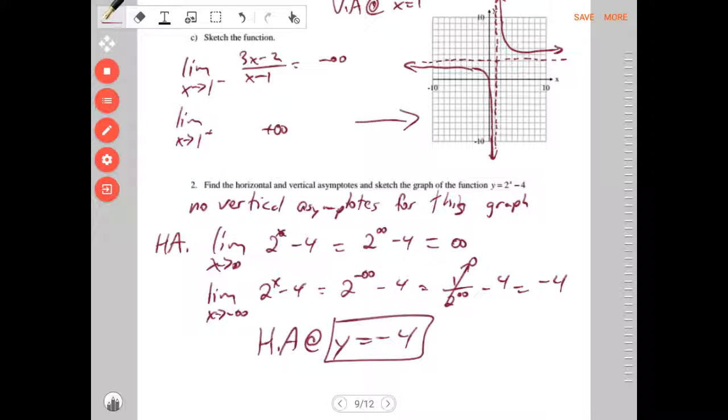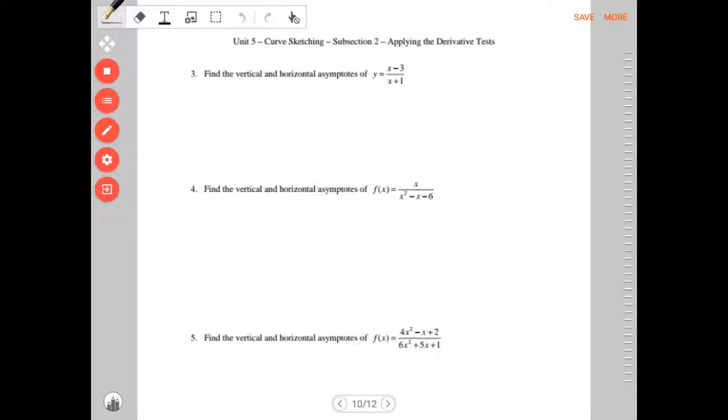So there was no vertical asymptote, and the horizontal asymptote was at y equals negative 4. Okay, a few more of these, and then we're done.